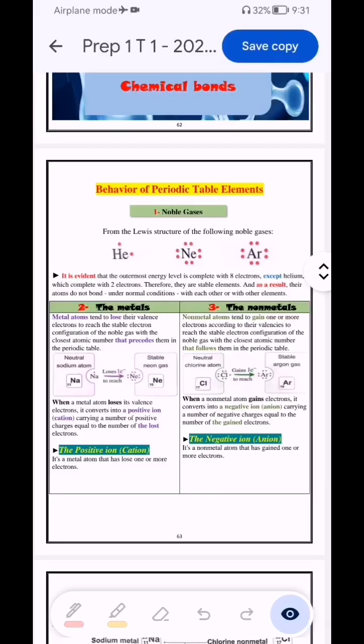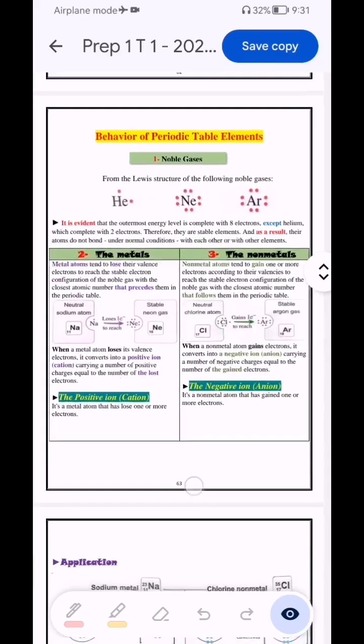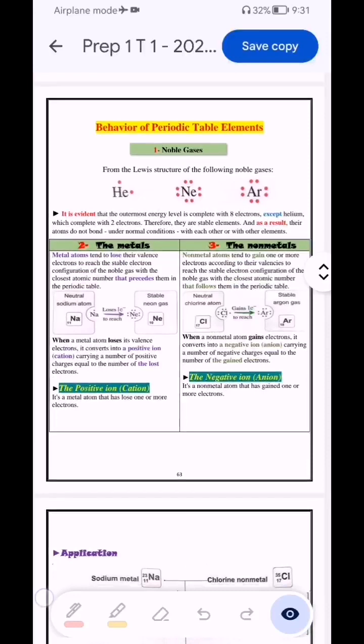Okay, so the noble gases don't bond with each other or with other elements; they don't make any bond. So they are stable in life. So metals and non-metals need to reach this stability like inert gases or noble gases. So what happens? Metals, we said, have 1, 2, or 3 valence electrons, so they will lose them. They will lose 1, 2, or 3 electrons to reach the stable electron configuration of the closest inert gas, to be stable like the closest inert gas to it.